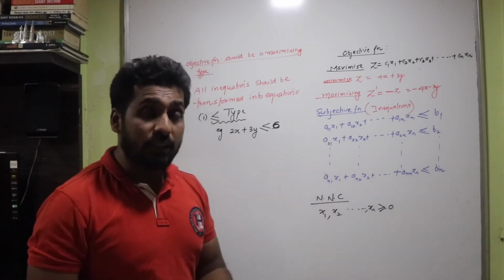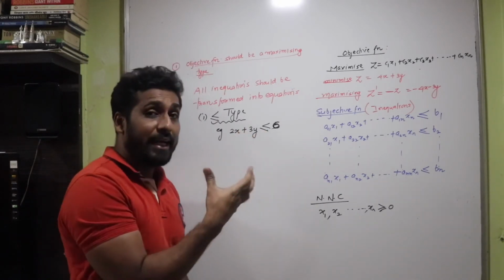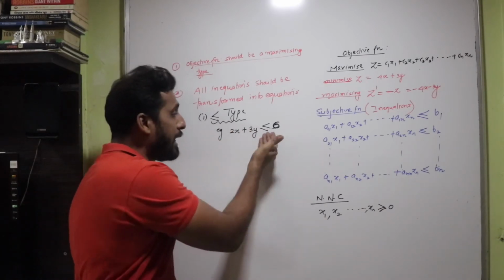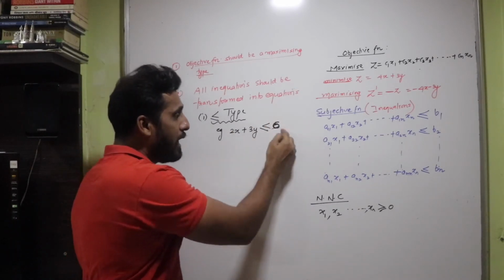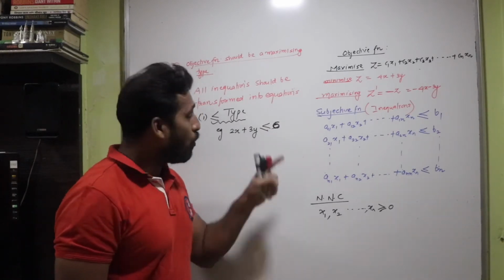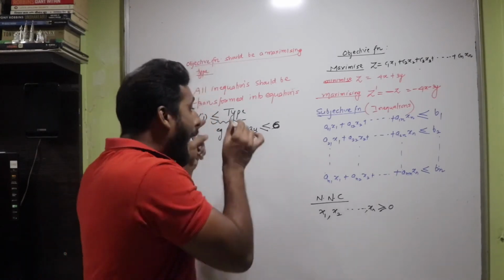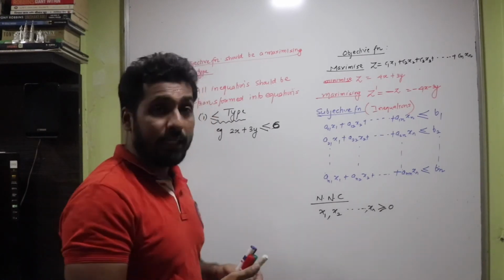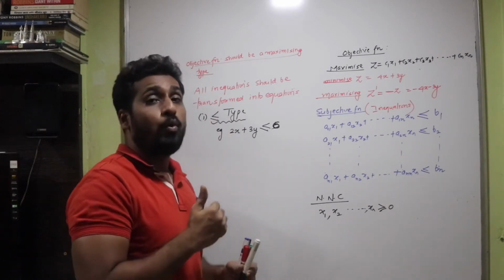I want to transform this into an equation. Did you observe, a less than type indicates that the left hand side is less than the right hand side, isn't it? A less than type inequation is simply indicating that the LHS of this inequation is less than the RHS. Now if it is a less than type, I want to transform this into an equality. What should I do? I will add something to the left hand side so that it becomes equal to the right hand side.